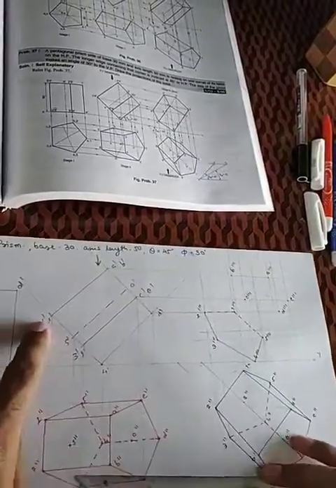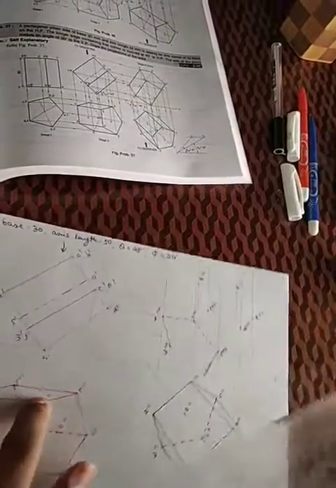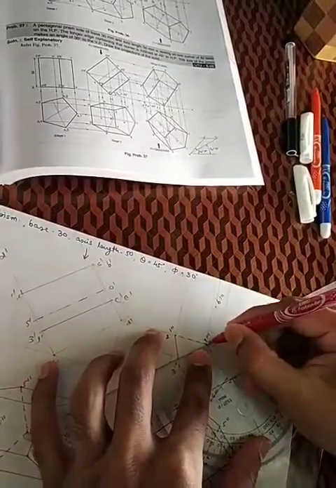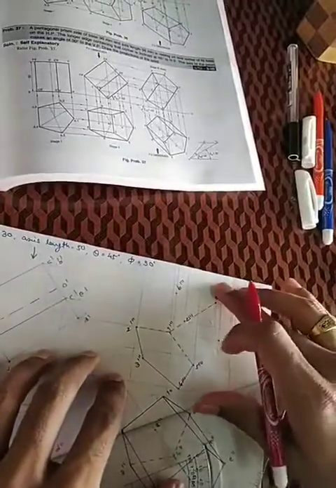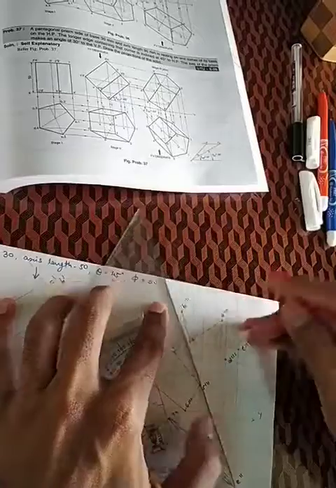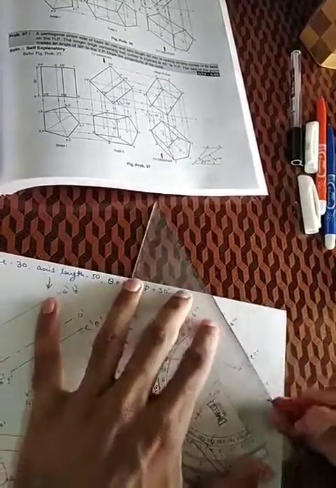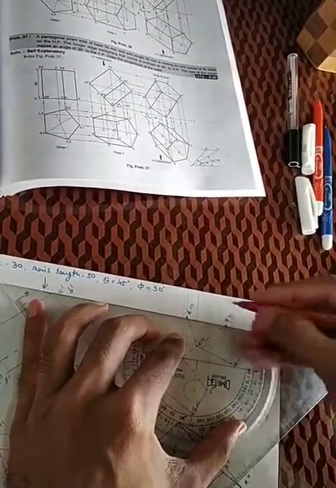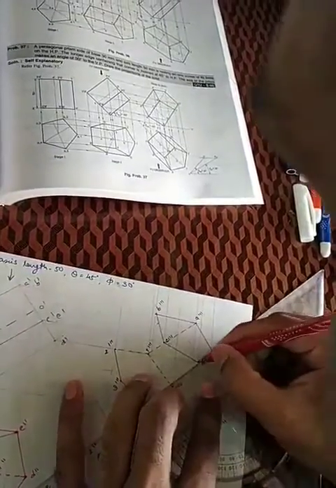Again this point 1 is also joined with A. Here you can see 1 is joined with A. So let's just join 1 and A with a dotted line. Right? Similarly we can join this pentagon, A to B, B to C, C to D, and D to E.